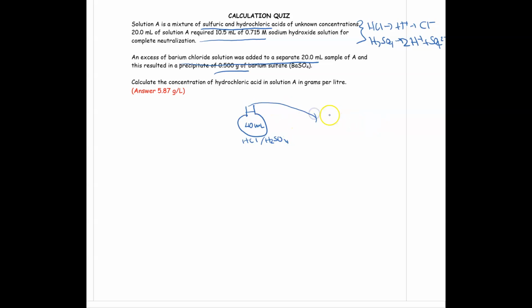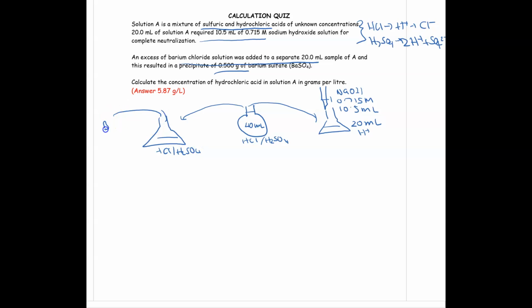20 ml goes to the titration. And this is just hydrogen ions, and it's titrated against sodium hydroxide. So 0.715 molar and 10.5 ml. The other 20 ml, which is the mixture of the acids, is put with barium chloride. Now the barium chloride will precipitate the sulfate ions, so we need to write an equation.